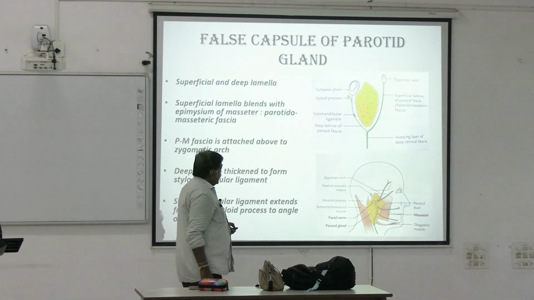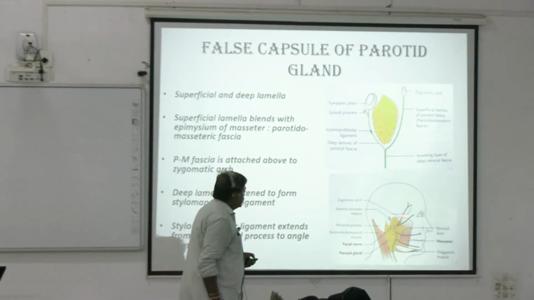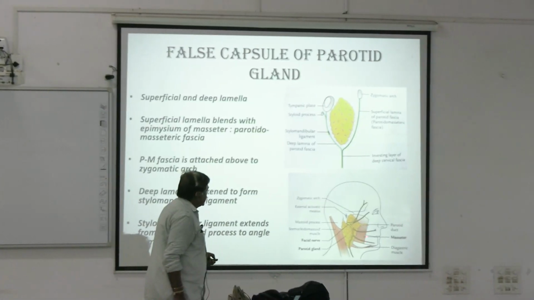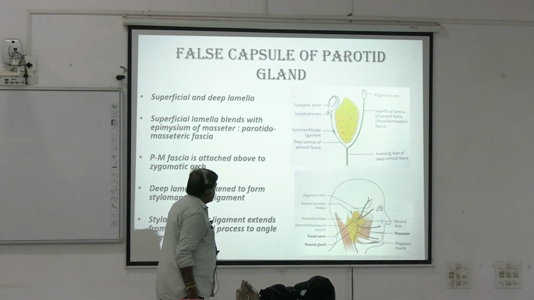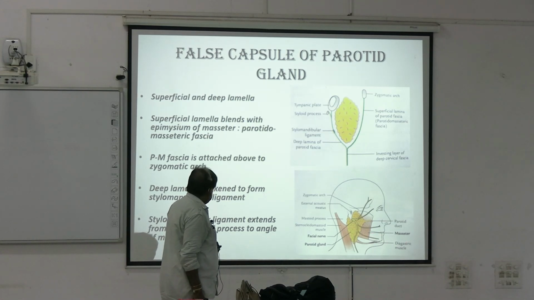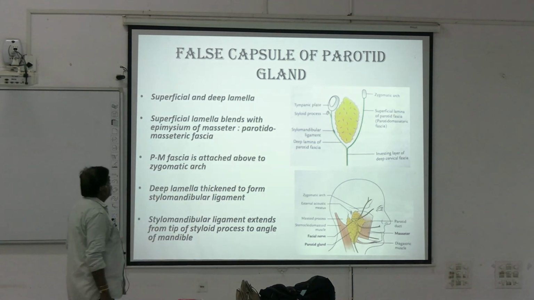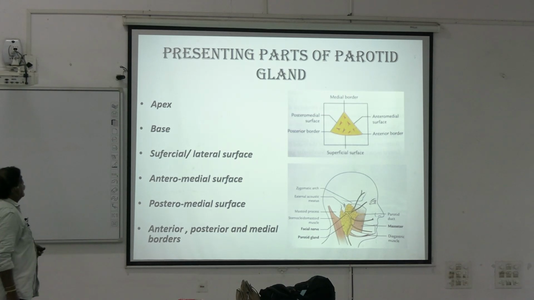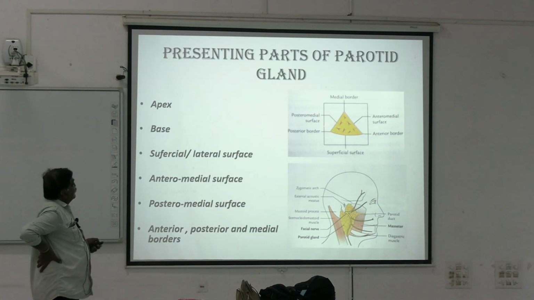Now, see, this is the zygomatic arch, this is the masseter muscle, this is the mastoid process, sternocleidomastoid muscle, facial nerve, parotid gland, and this is the digastric muscle. Now, presenting parts of the parotid gland. Now, see the simple drawing.